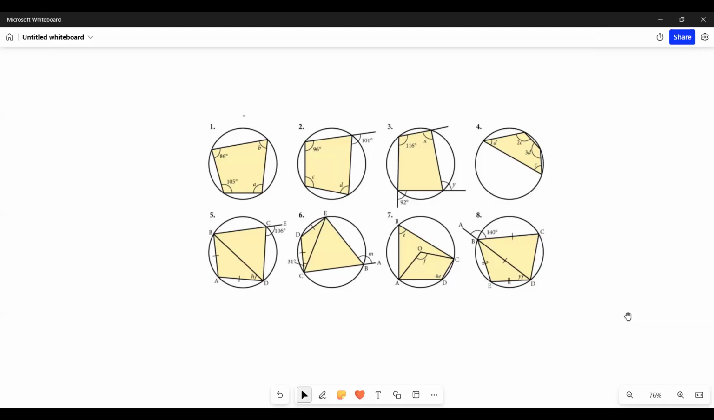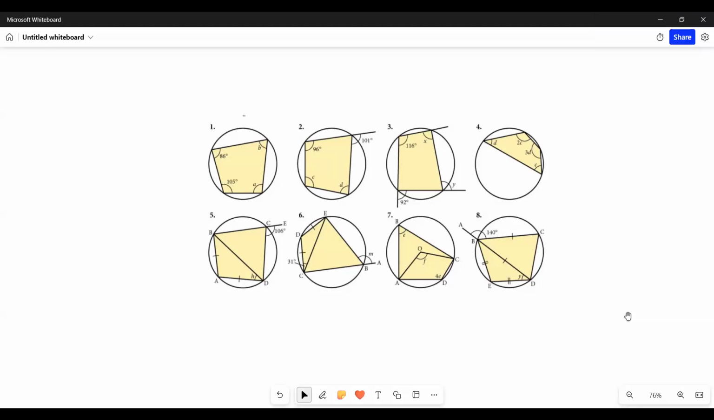So 3, X is 92. Perfect. Y is 180 minus... Y is 64. Y is 64? Yes. How is that? No. Y is 116. Correct. Okay. Go for 4. 4, 180 divided by 4, D is 45. Perfect. C is 60. Yes. Go for 5.